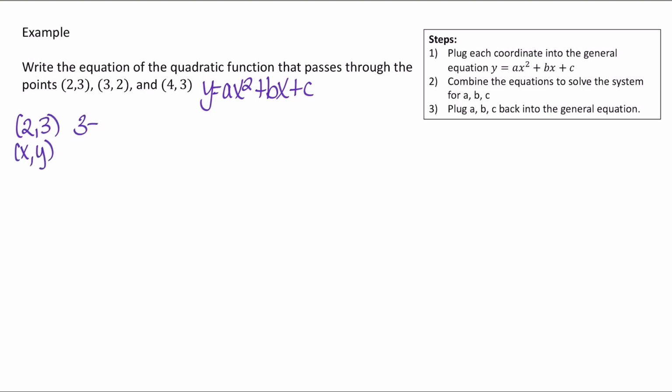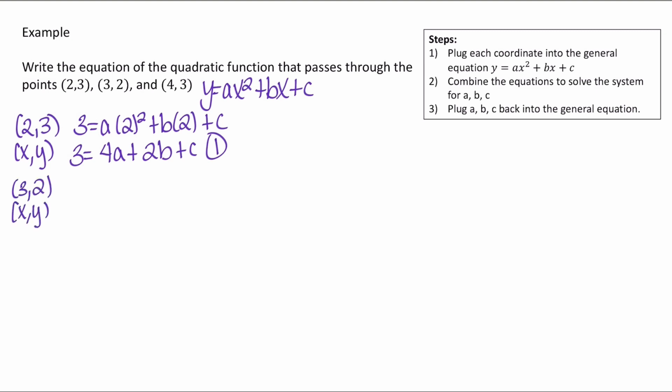So I have 3 equals a times 2 squared plus b times 2 plus c. So that gives me 3 equals a times 2 squared, which is 4a, plus b times 2, which is 2b, plus c. So I'm going to call this equation number 1. Now I have (3, 2), which is another x and y value. So when I plug in, I get 2 equals a times 3 squared, plus b times 3, plus c. So that gives me 2 equals 3 squared times a, which is 9a, plus 3b, plus c, which is equation number 2.